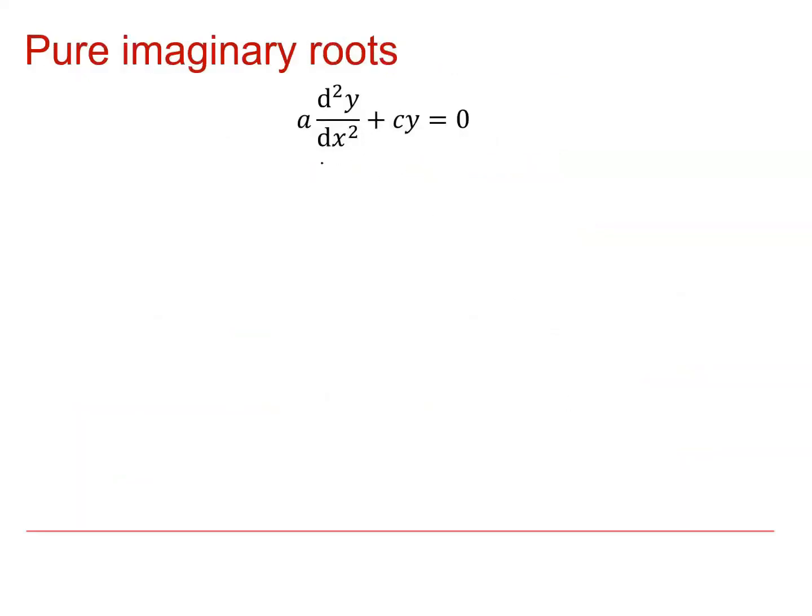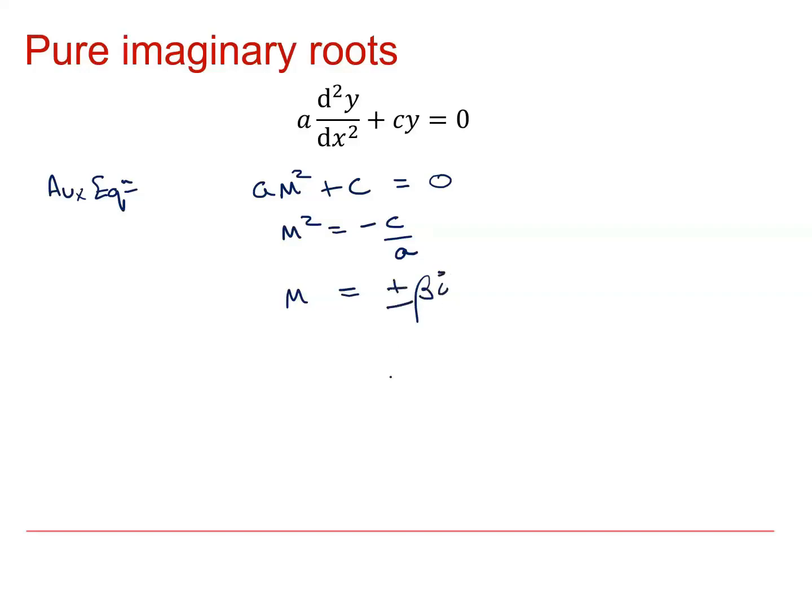Okay, so let's look at this example. Notice I've got no dy by dx term, I've got b equals 0, and I start by forming the auxiliary equation. Well, that's going to be a m squared plus c is equal to 0. That's going to give me m squared is equal to minus c over a. And this means that m is going to be imaginary. Let's call that beta i. So m is going to be beta i, and I'm going to get plus or minus.